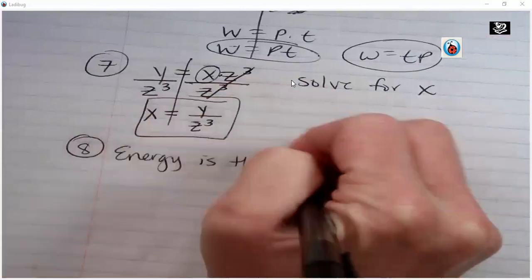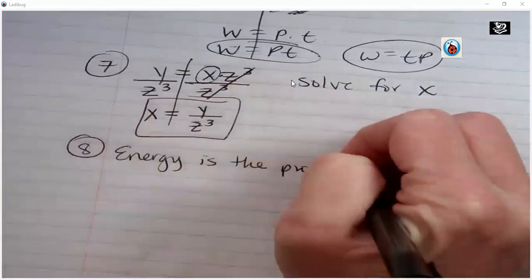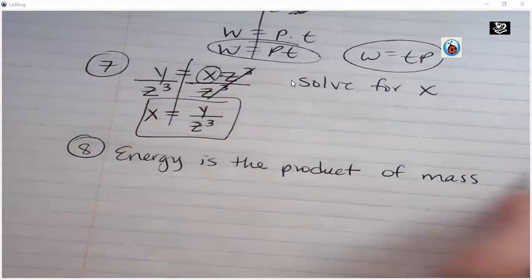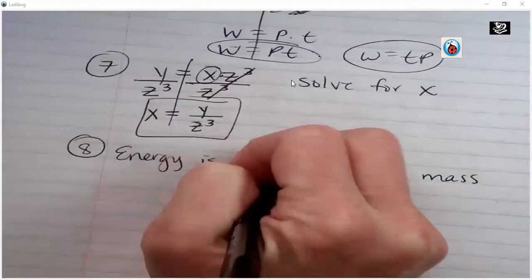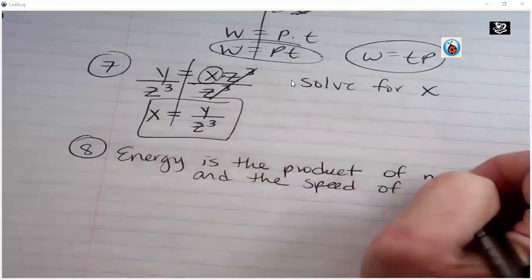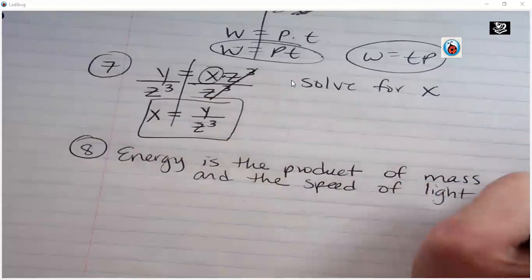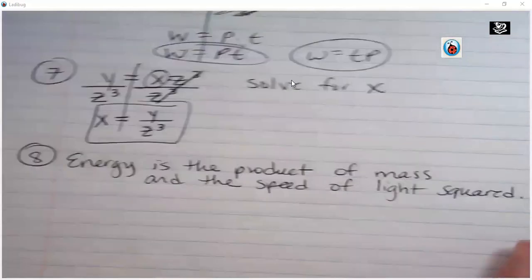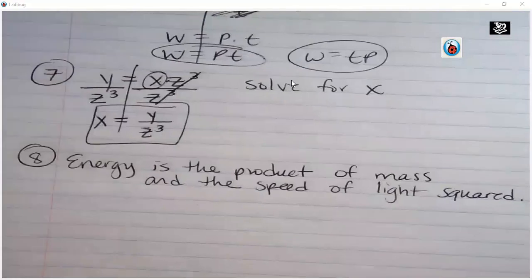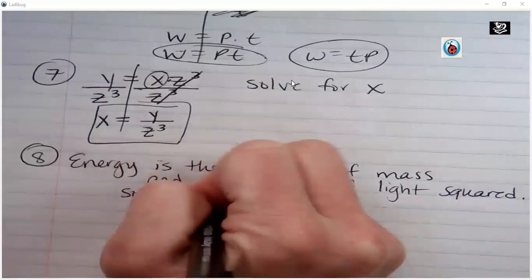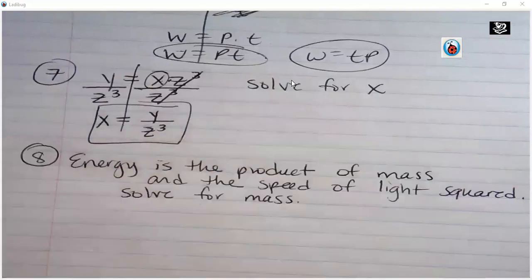Energy is the product of mass and the speed of light squared. Energy is the product of mass and the speed of light squared. Solve for mass. Okay.